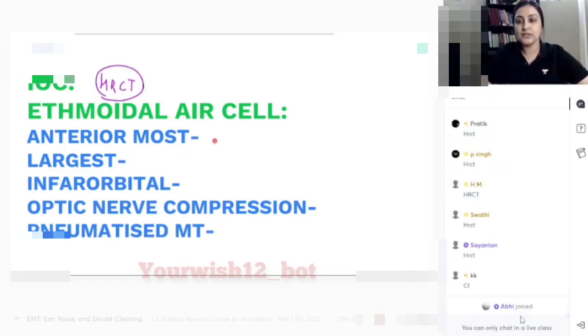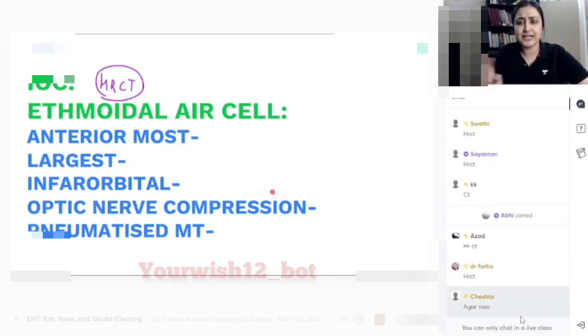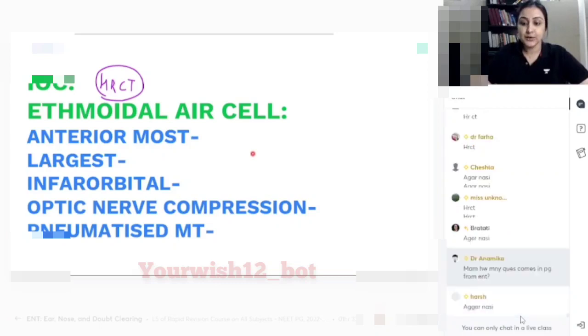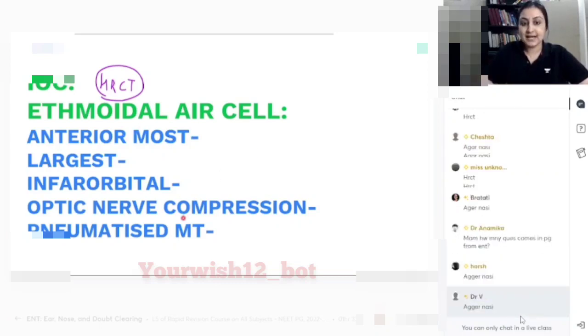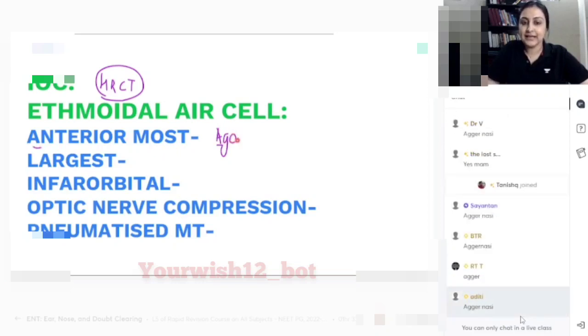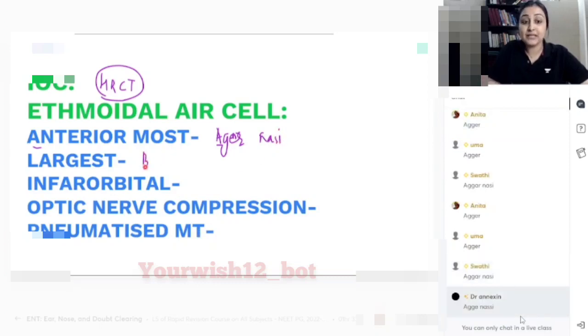Now let's talk about all the ethmoidal air cells. Those of you who attended the top 100 images, we have discussed this. So this will be a quick revision. Okay, ethmoidal air cells, which is the anterior most, A for aage, right? The cell in front is the agger nasi cell, which is the largest. The name itself says big, bulla ethmoidalis. This is the most constant ethmoidal air cell.